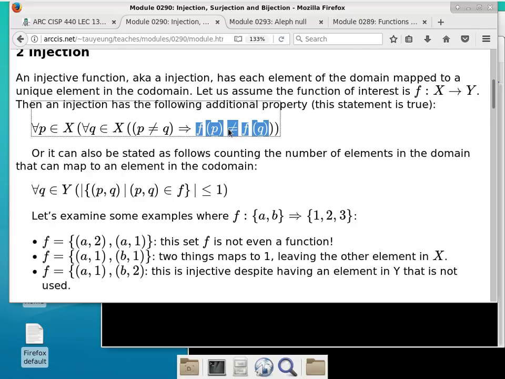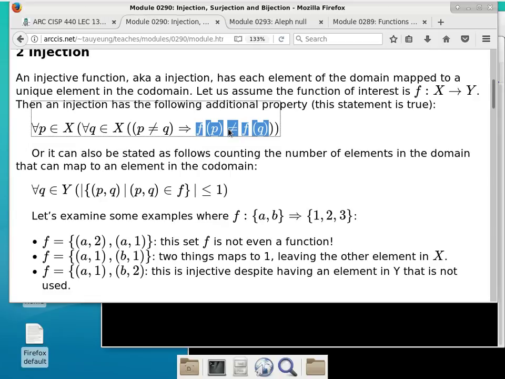You cannot map two different elements from the domain to the same thing in the codomain. As long as you're not doing that, your function is an injection. Or you can say your function is injective. Like your function's linear.